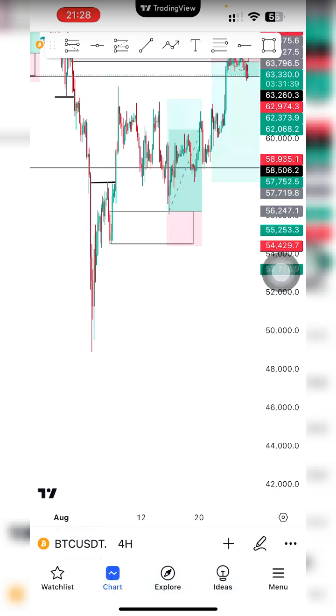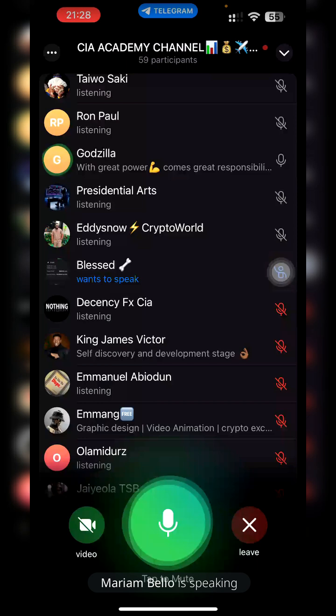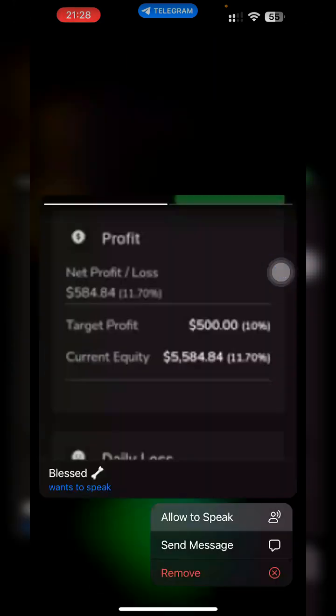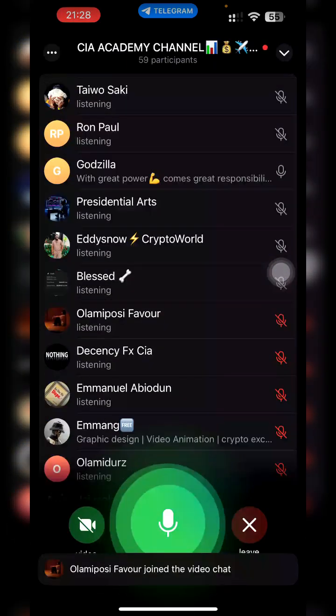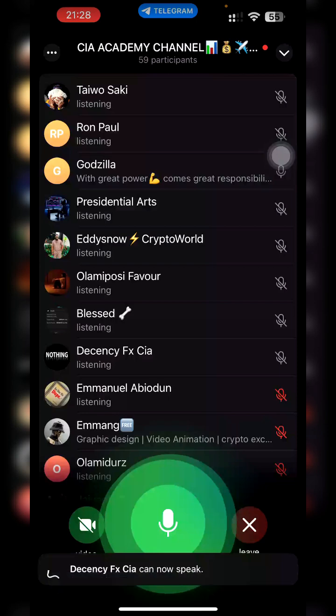What do we use bearish order block for? Bearish order block is used to short the market. We use it to short the market. Because from the name, bearish. Then what do we use bullish order block for? We use it to long the market.